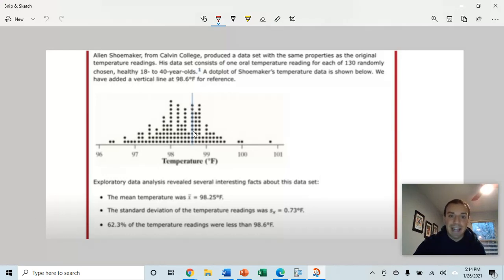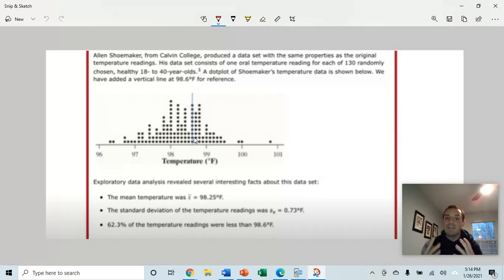So if we take a look at his data here and we find the average, or his sample mean, we find that it's 98.25 degrees. Standard deviation is 0.73 degrees Fahrenheit. In addition, 62.3% of the temperature readings were less than 98.6 degrees. So this Alan Shoemaker, he's gone out, he's collected his data, and this is what he's found.